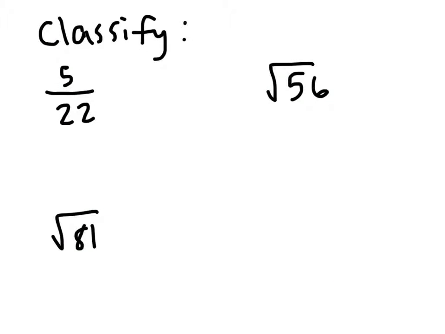Okay, so let's classify some numbers. If I have 5 over 22, let's first think about, we know it's a real number. Is it rational or irrational? Well, it's already written like a fraction, so I know that it is rational. And then let's go down my categories and say, okay, is it an integer? Because that's the next smallest category. No, because it's a fraction, so it's not an integer. Well, if it's not an integer, it's not whole, and it's also not natural.